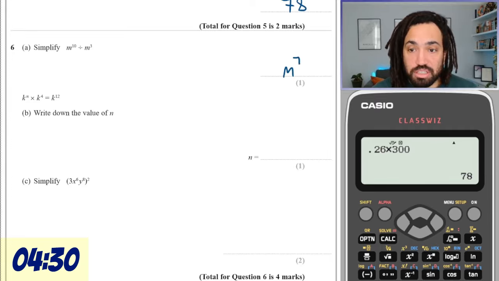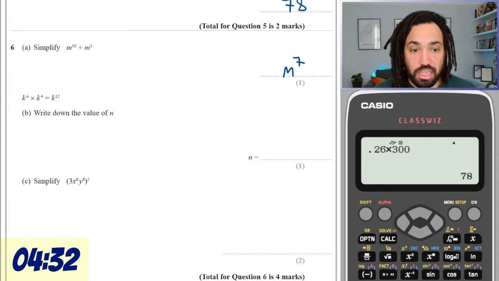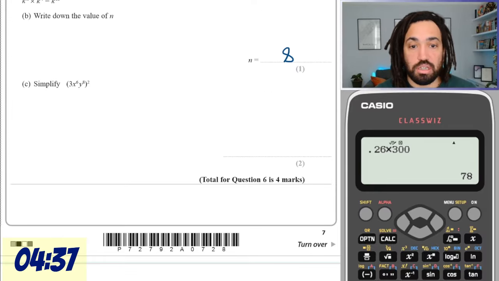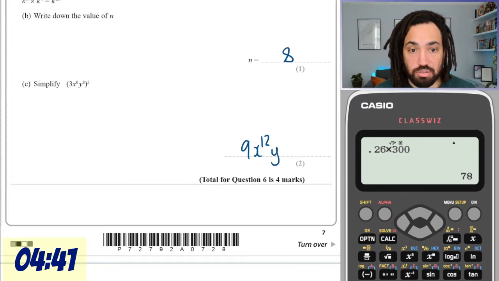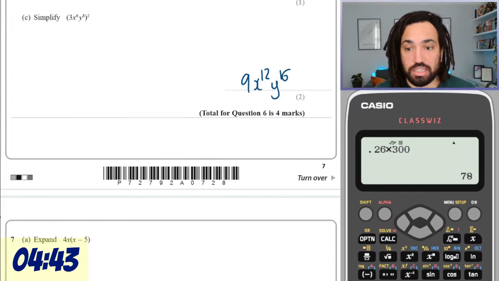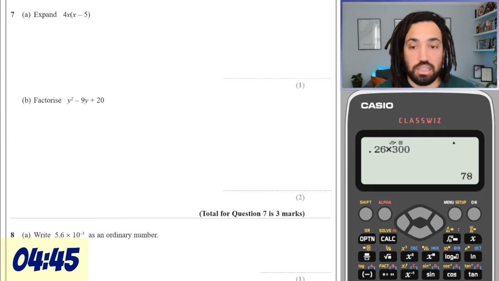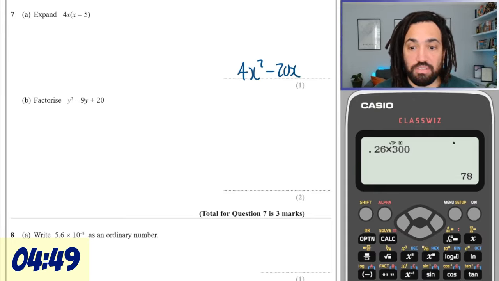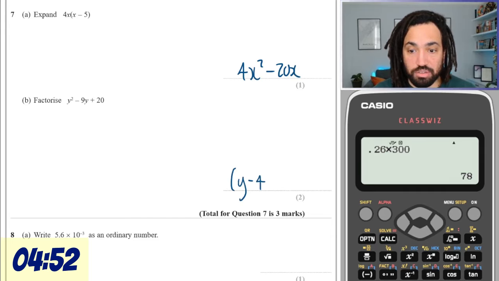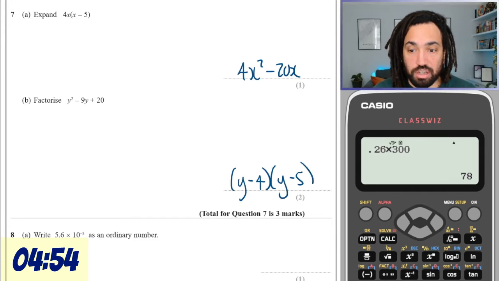Okay, so that's m to the 7. You subtract the powers. Here you add the powers, so n must be 8 because 8 plus 4 is 12. 3 squared is 9, x to the 6 squared is x to the 12, and y to the 8 squared is y to the 16. Expanding this out, 4x squared minus 20x. Factorising this, y minus 4, y minus 5.